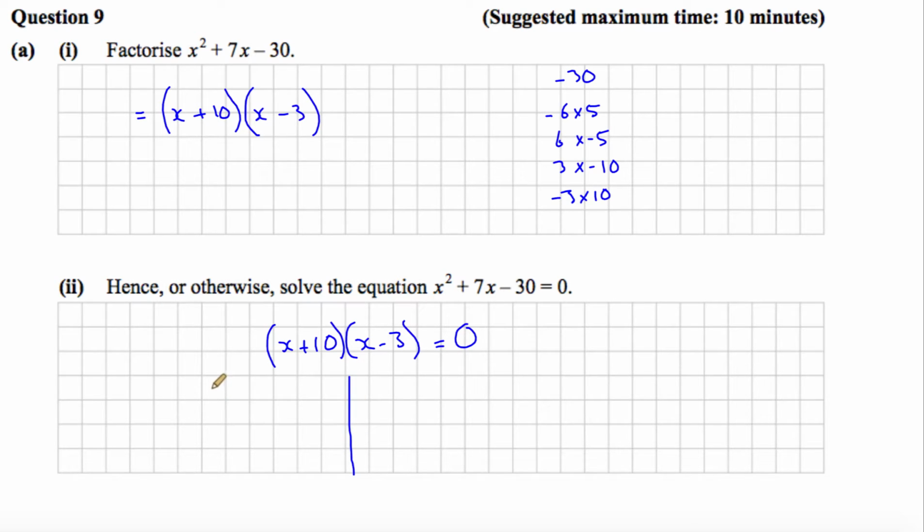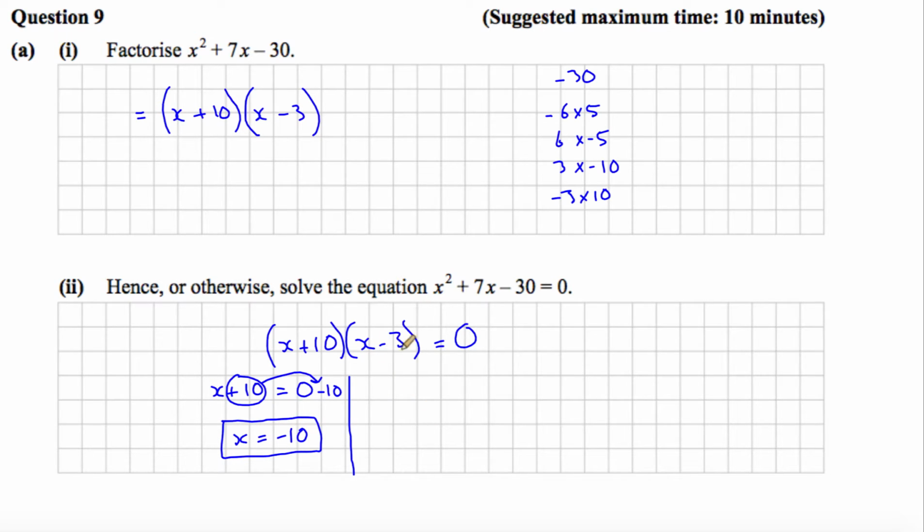So we'll do a split screen here. Imagine the first bracket was 0. Imagine x plus 10 was equal to 0. Well, that would mean that x must be equal to negative 10. That's the only way that can be true. In other words, if you bring this positive 10 over here, it becomes a negative 10, and you have x is equal to 0 minus 10, which is just negative 10. So that's one solution to the equation.